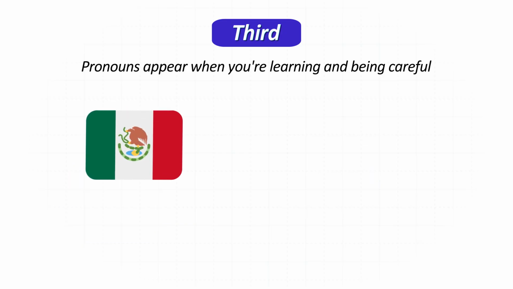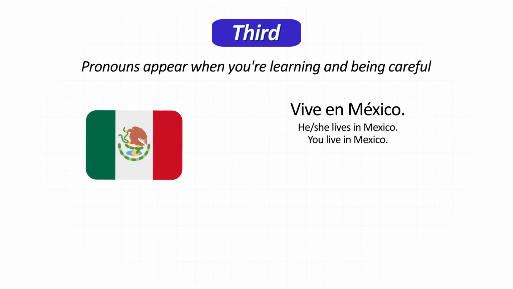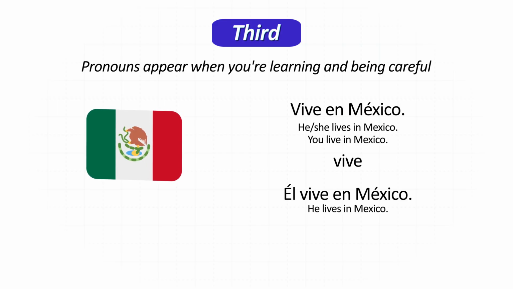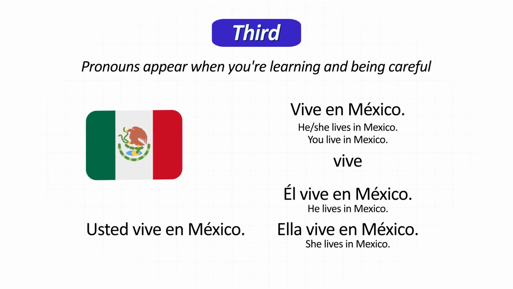Here's one more. Vive en México. That means he lives in Mexico, or she lives in Mexico, or you live in Mexico, formally. The verb vive doesn't specify which one. So if context doesn't make it clear, you'd add the pronoun. Él vive en México. He lives in Mexico. Ella vive en México. She lives in Mexico. Usted vive en México. You live in Mexico, formal. The pronoun removes the ambiguity that the verb ending leaves open.